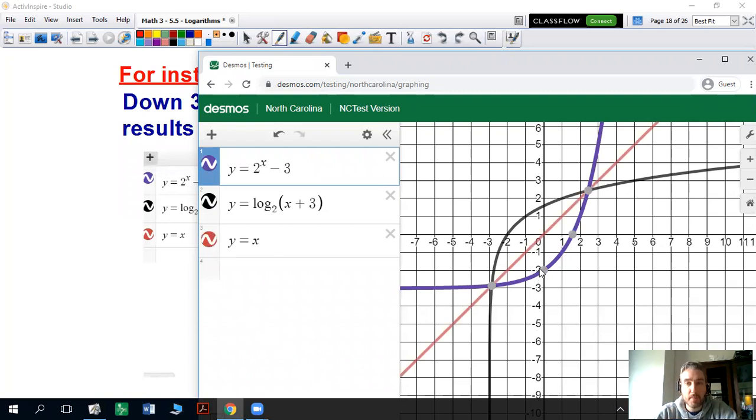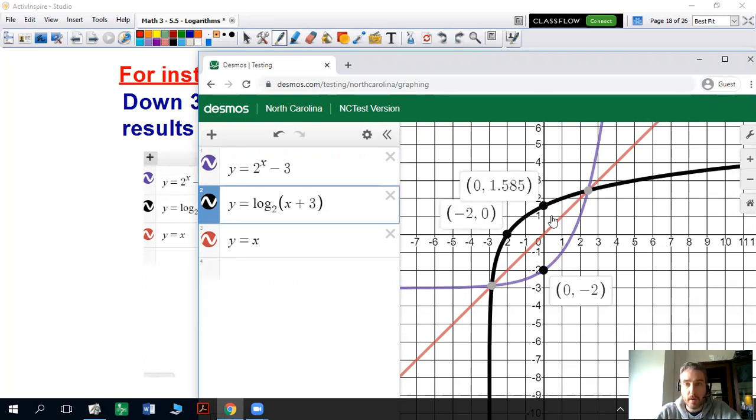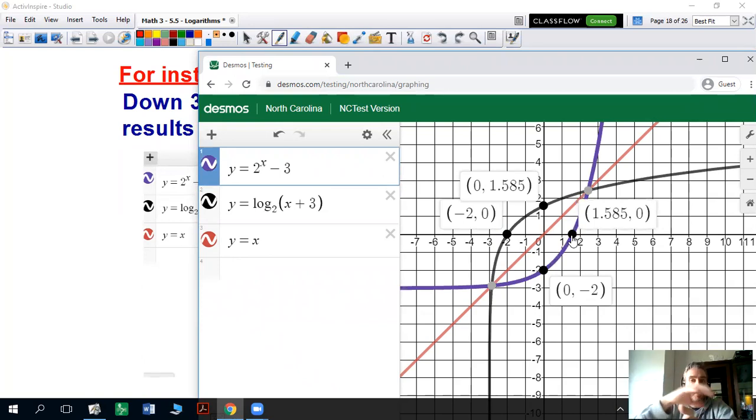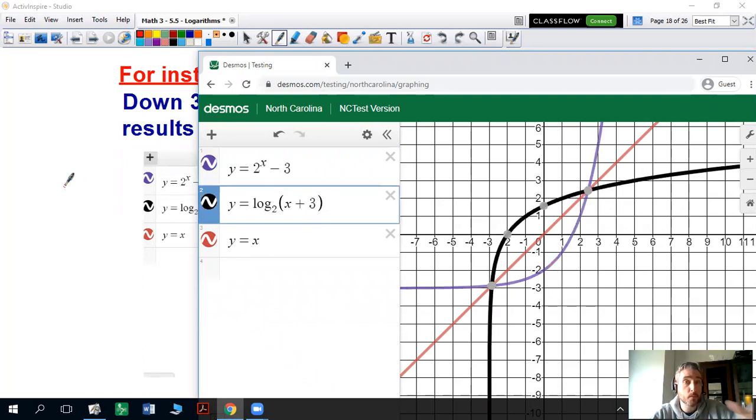And again, you can just pick a couple points: 0, negative 2, negative 2, 0, 0, 1.585, 1.585, 0. So you can see those are just the reversed numbers of each other. So look at the opposite signs in there to help you out with that. If it's minus 3 on the outside, it's going to be plus 3 on the inside of the parentheses in the log, and vice versa.